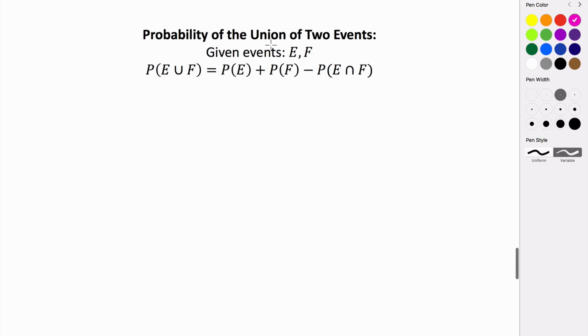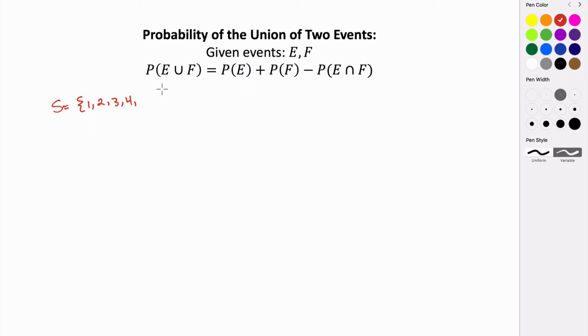When finding the probability of the union of two events, we can use this formula. It says if you're given events E and F, the probability of something occurring in their union is equal to the probability of event E occurring plus the probability of something in event F occurring minus the probability in their intersection. So let's say that we are given the sample space, the numbers 1 through 10.